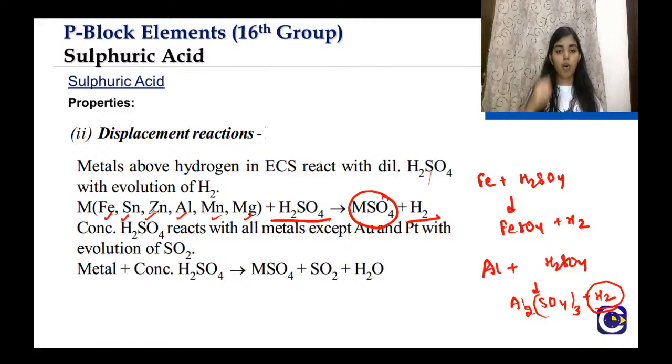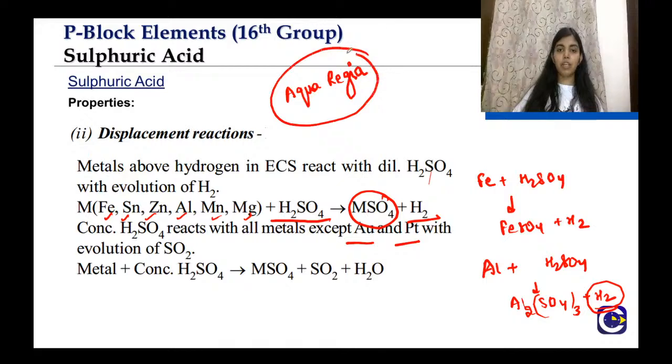Concentrated H2SO4 reacts with all metals except gold and platinum. Gold, we have seen, reacts with aqua regia. That we have also done. So aqua regia is very important. If you are not revising your sessions, I am again mentioning that you should revise your sessions. Some things I have marked important, and those particular things you have to keep in mind. They are necessary to be kept in mind. So we'll move on to the next.